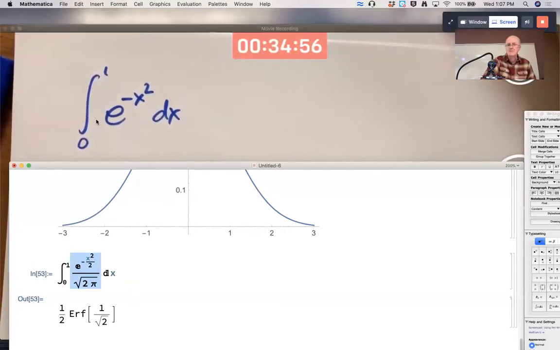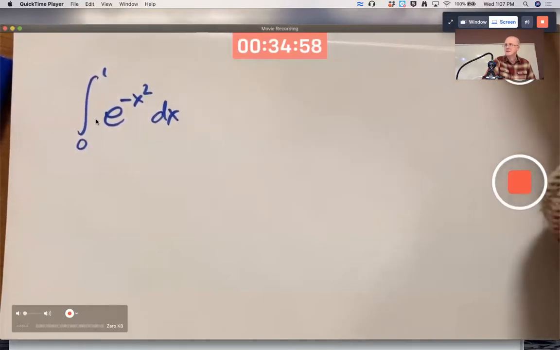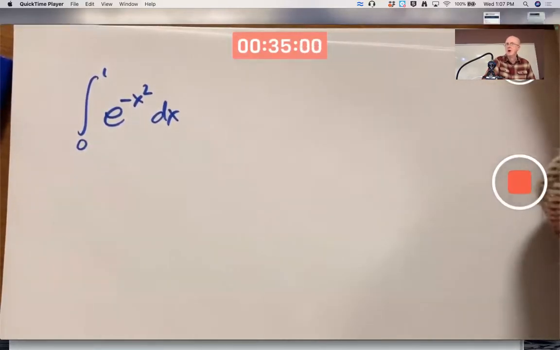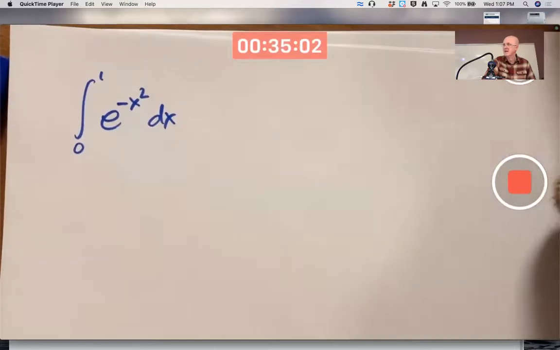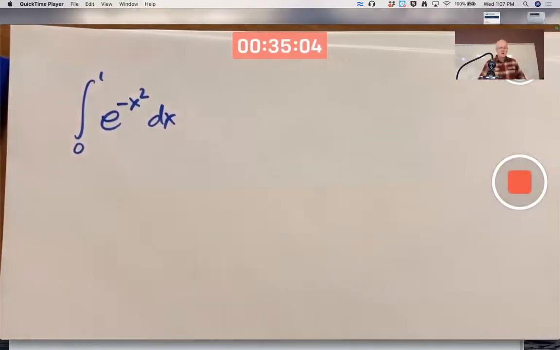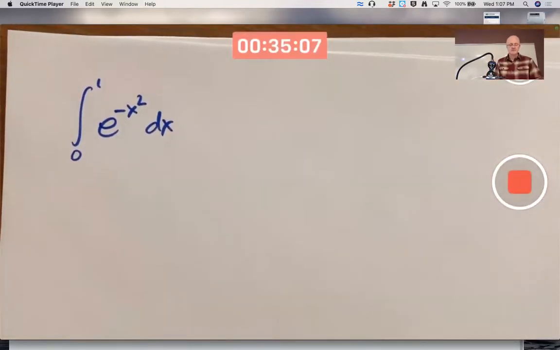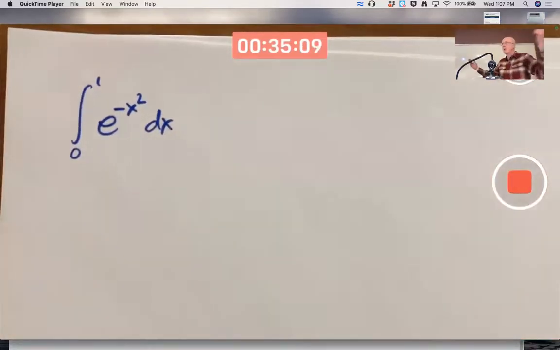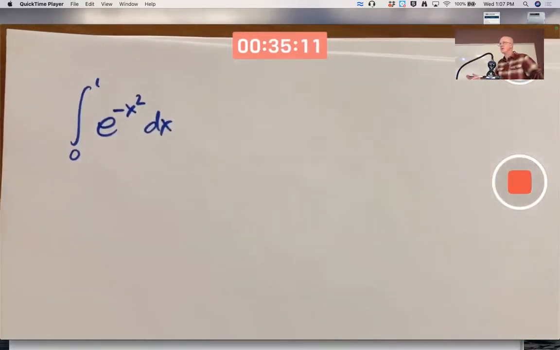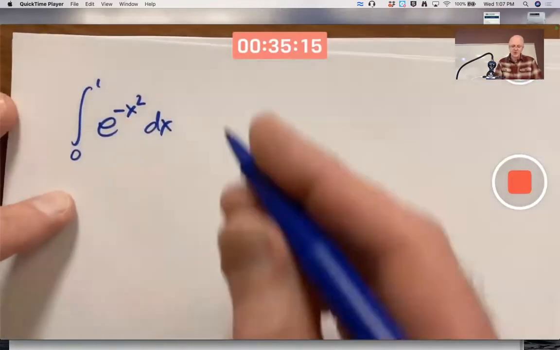However, we can still approximate this integral, even if we don't know values of ERF, even if we don't use technology. How? With infinite series. I mean, we could also approximate it, of course, with numerical integration, like Simpson's rule. But to tell you the truth, infinite series is more fun.